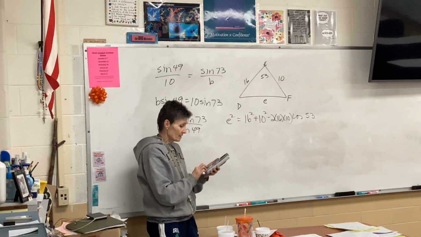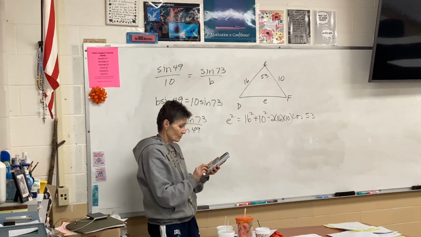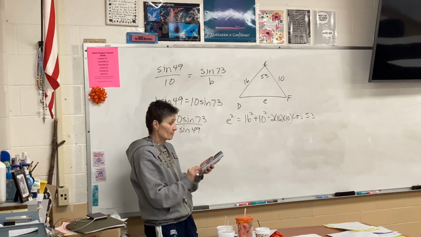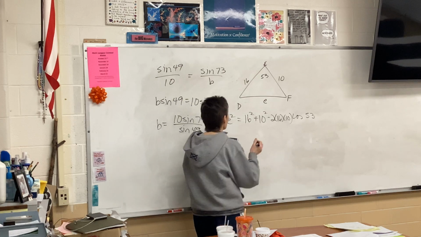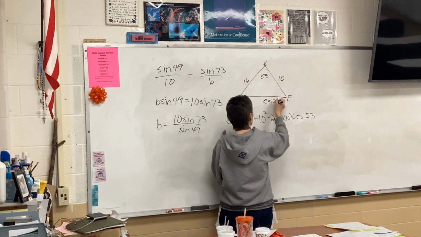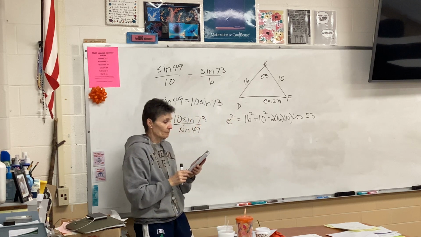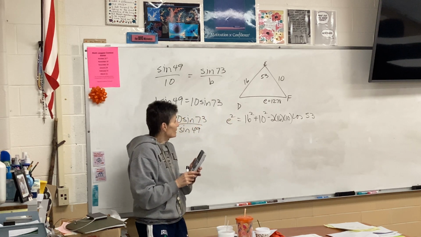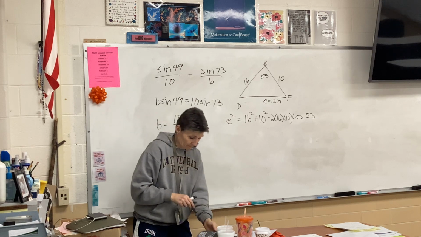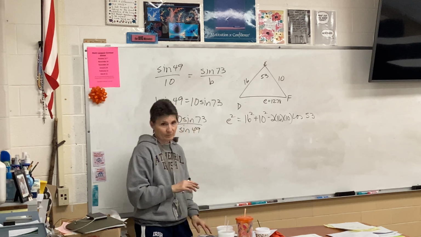And something happened. Not good, so I'm going to type that in again. That looks better. And then I'm going to square root it. And I got 12.78 for side e. You aren't done. You aren't done.